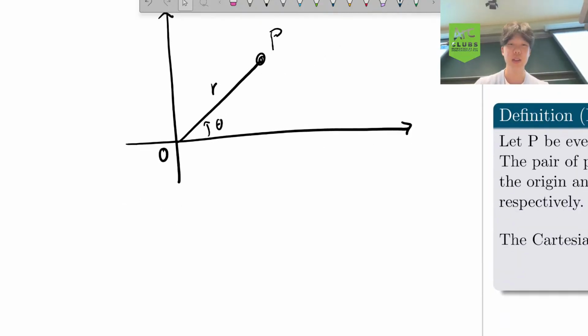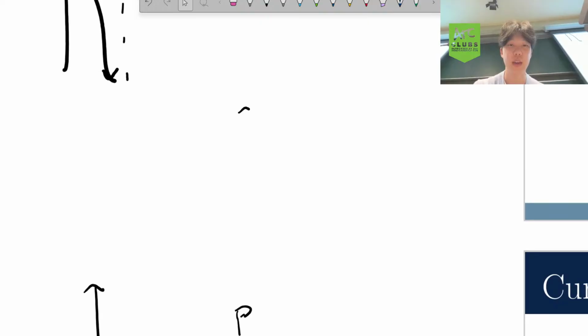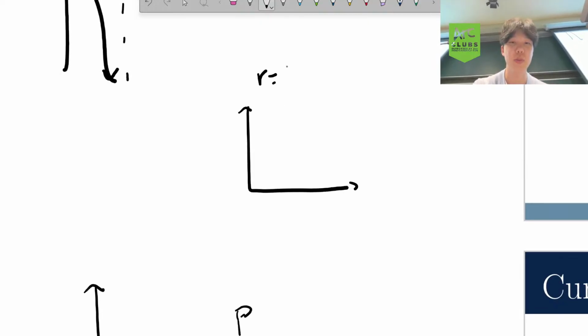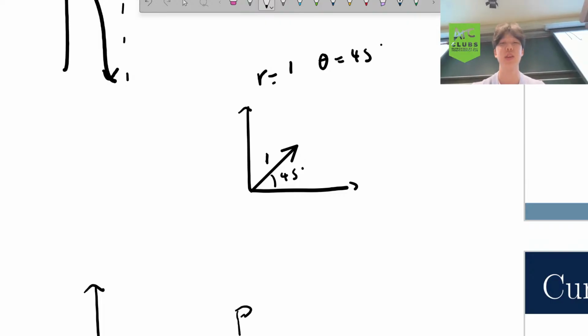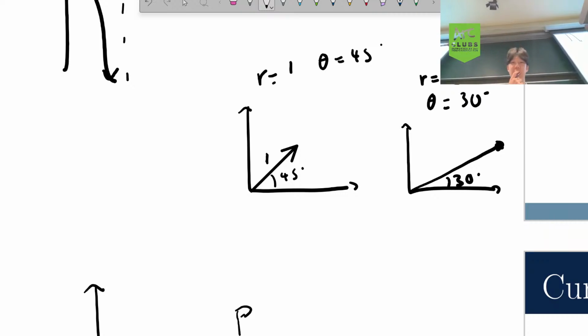That way, for example, let's imagine if R was 1 and theta was, let's just say 45 degrees, I know our point is going to be somewhere here, where this is 1 and this is 45 degrees. However, if R was, say, 2 and theta is, let's just say 30 degrees, I know it's going to be twice as long, but this is going to be 30 degrees. So can you guys see how we can map points using how far away it is and the angle from the horizontal?